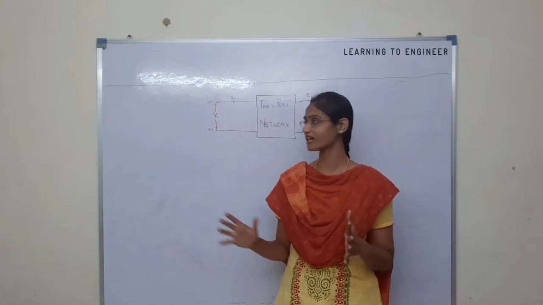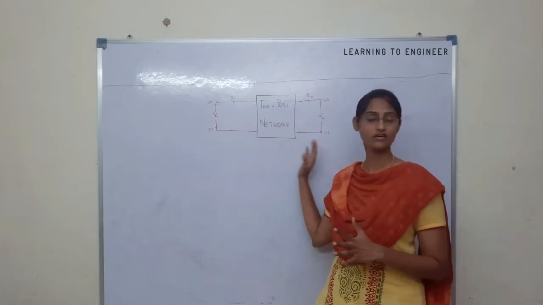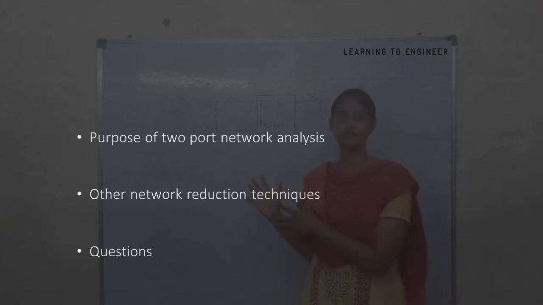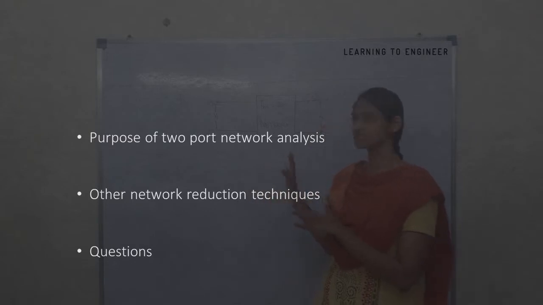A two-port network has two ports, one input port, one output port. So before we study all these two-port networks, why do we actually study them? It is one method of network reduction technique, just like your Thevenin's and Norton's theorem. What is the difference between those theorems and that? We'll look into that.